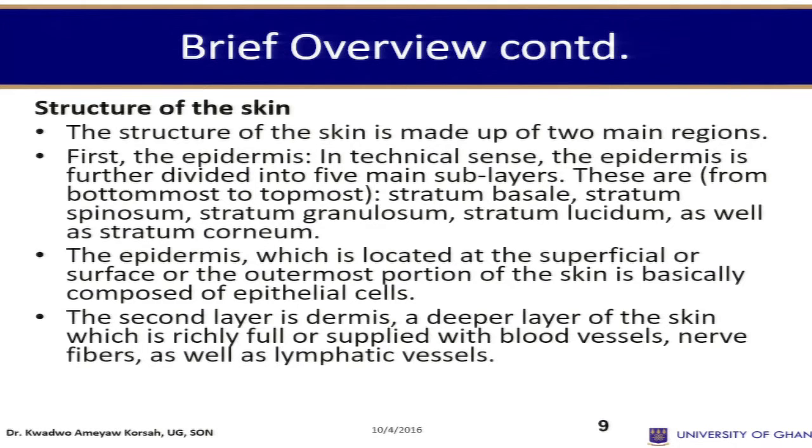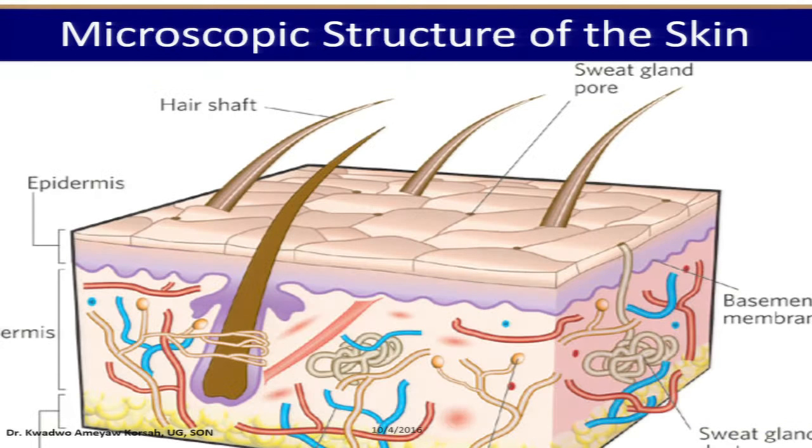So, the structure of the skin. Let us look at this picture. We have the major sections. We have the epidermis, which is the outermost part. We have the dermis, and to some extent we also have the subcutaneous layer. In the dermis, as you can see from the screen, we have a lot of blood vessels, nerves, and other structures. We can also see the basement membrane, and within the dermis we have the sweat glands and the other major structures.